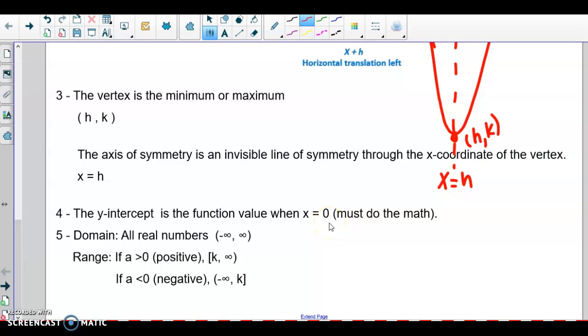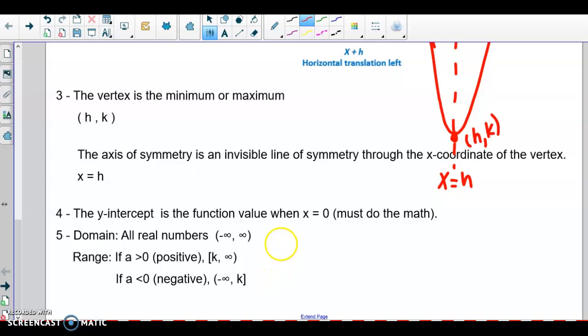Property 4, the y-intercept. If you were asked for the y-intercept, we would just go to the function itself, plug in a 0 for x, and solve it. I don't know how often we'll be asked for this y-intercept. The domain is the same as the parent function, negative infinity to infinity, and the range is going to depend if it opens up or down.